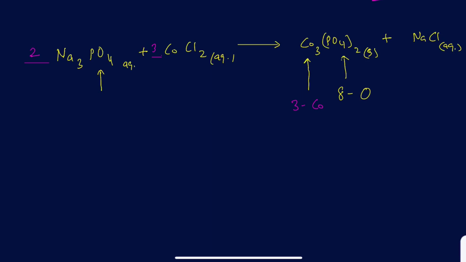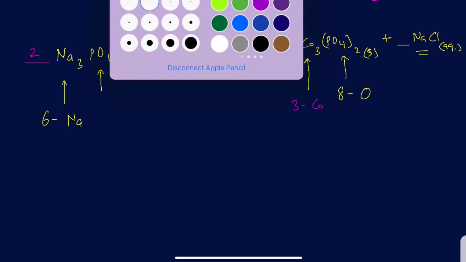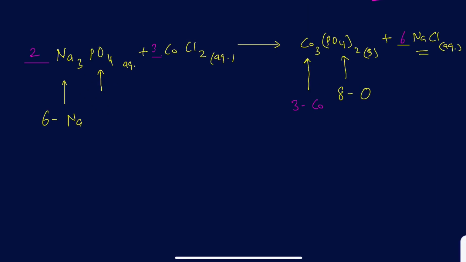Then finally, let's look at the other atoms now. Let's look at the sodiums. On the reactant side, how many sodiums do I have? Well, I have Na3, but there's a 2 in front of it, so that's 6 sodium atoms. When I look at my product, the only source for sodium is this NaCl, and right now it has only 1 Na. So to make 6 of those, I would put 6 in front of NaCl, and that takes care of the sodiums.